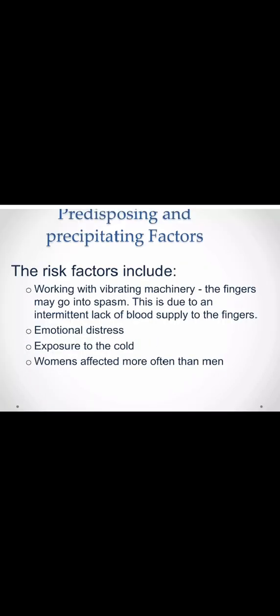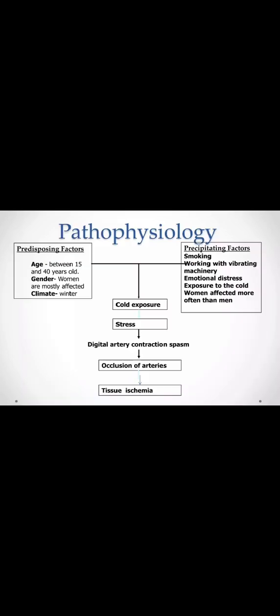Predisposing and precipitating factors include working with vibrating machinery. Here, the fingers may go into spasm due to an intermittent lack of blood supply to the fingers. Emotional distress and exposure to cold temperature or cold climate are also factors, and women are affected more often than men. Exposure to chemicals such as PVC and silica, smoking, and autoimmune disease may also lead to this condition.